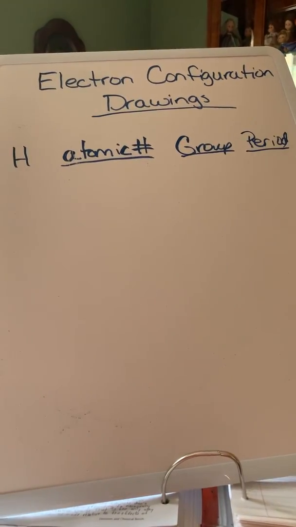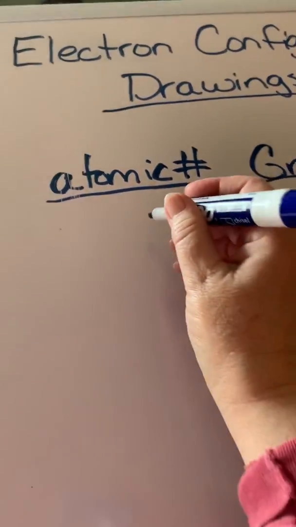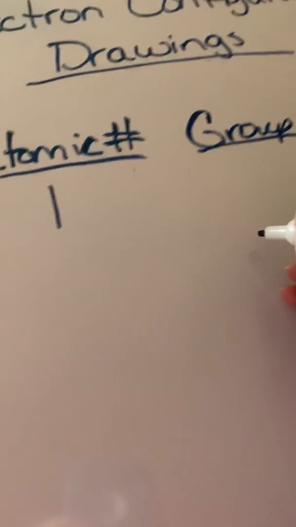Okay, here we go again. Let's try a really simple one. H stands for hydrogen. Yep. So it is atomic number 1. It is group number 1. It is period number 1.